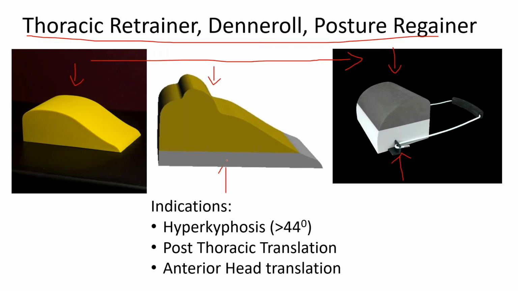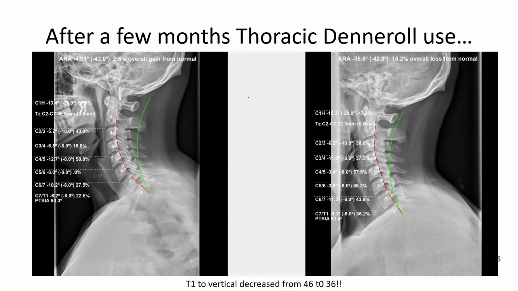So I put this patient on the thoracic dental roll itself for a few months, and here's what his spine looked like after. So here's when he started after 2 years of cervical dental roll. Here's after him on the thoracic dental roll. So his curve did go down a little bit, but I'm okay with it because it's still above 34 degrees. He's still right between normal and ideal. His head translation came down almost 10 mils. He's now 27, so we could see a much smaller gap here, which is great. But most importantly is what happened right here. The upper thoracic rounding, his T1 to vertical decreased from 46 degrees to 36 degrees.